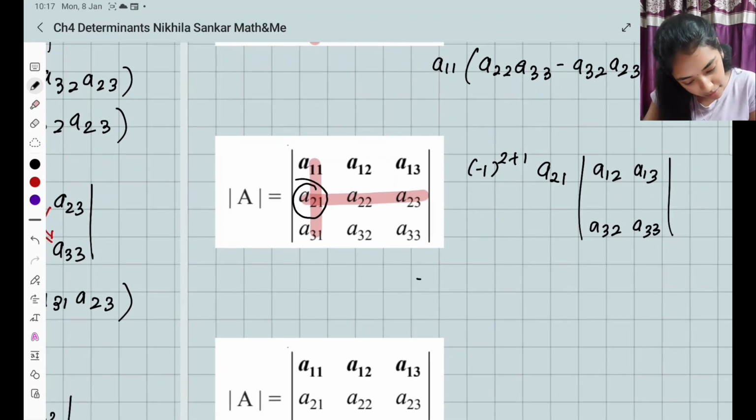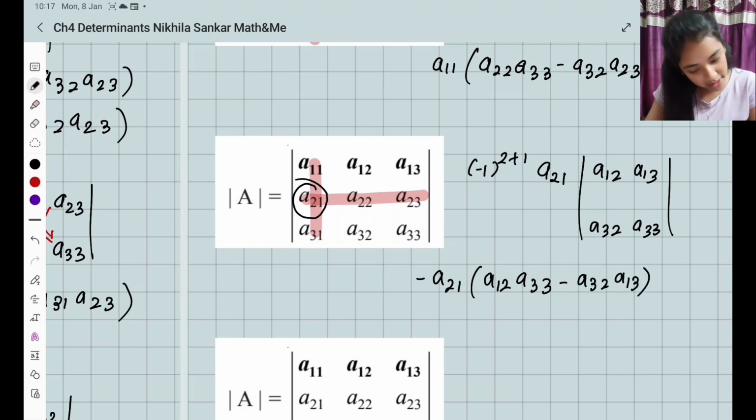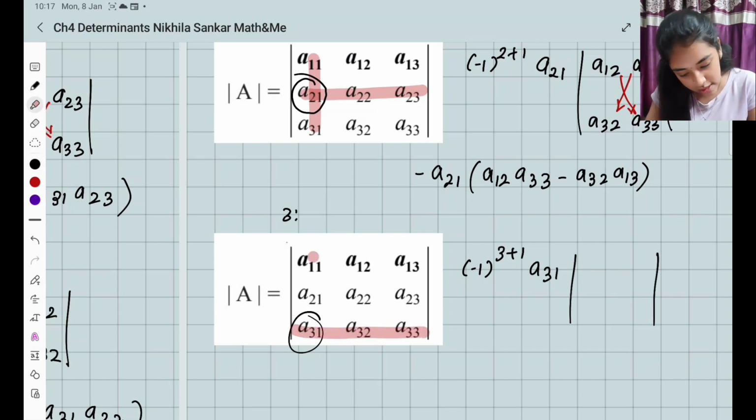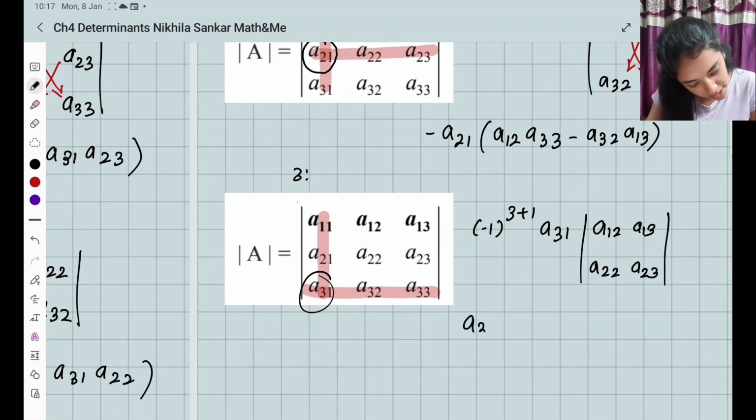So இப்போ final எப்படி இருக்க போகுது? Minus A21 times the determinant, which is going to be A12, A33 minus A32, A13. Correct? Cross multiply பண்றேன். So first this, then times this, minus பண்றேன். Okay? Now the last step, step 3, is going to be the last element. So I have minus 1 to the power 3 plus 1 times A31 times the determinant. So determinant எப்படி எடுக்கணும்? Last row யும் first column யும் neglect பண்ணிடணும். So I'll have A12, A13, A22, A23. So the final answer is going to be A31 times the determinant, A12, A23 minus A22, A13.